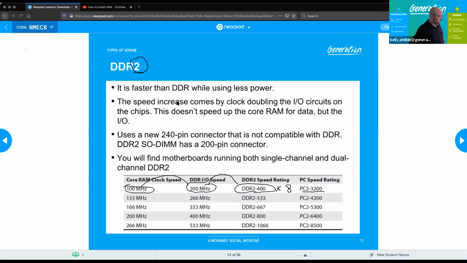And DDR2 RAM uses a 240 pin connector on those blades. So if somebody tells you I got a RAM chip with 240, that should indicate to you that you were operating on a 2nd generation DDR RAM.